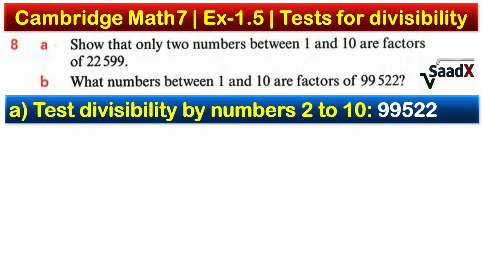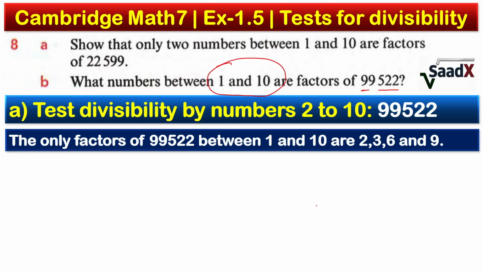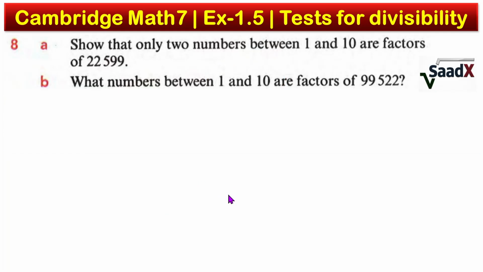Now our target is to find the factors of 99,522 between 1 and 10. Here there are only 4 numbers, which are 2, 3, 6, 9. Why not 4, 5, 7, 8? Now we will find out why 2, 3, 6 and 9, and why not 4, 5, 7, 8.